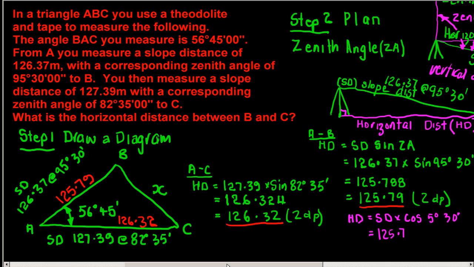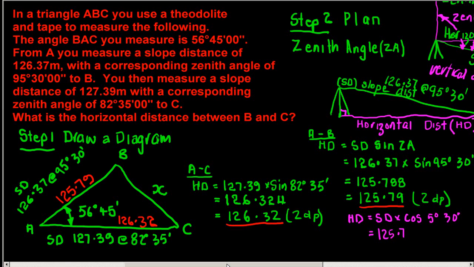Well, that's certainly a pretty wordy question. Pretty wordy indeed, alright. So let's try and make some sense of that by first drawing a diagram. Good place to start would be with, of course, triangle ABC. And then we put in the information that we know in green. So from A to B, now just remember this is a slope distance and it's at 95 degrees 30. That's a zenith angle, or zenith distance sometimes referred to. And then we've got in there our little 56 degrees 45, and then our other slope distance AC.